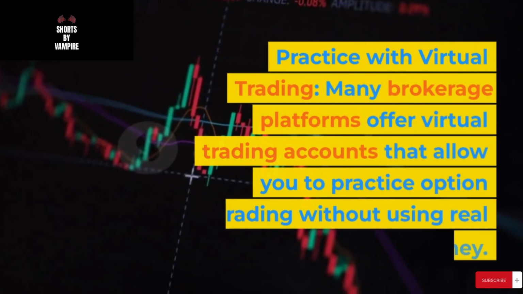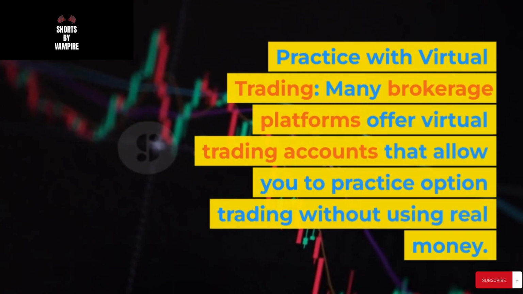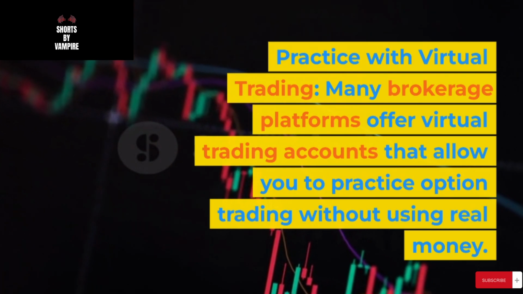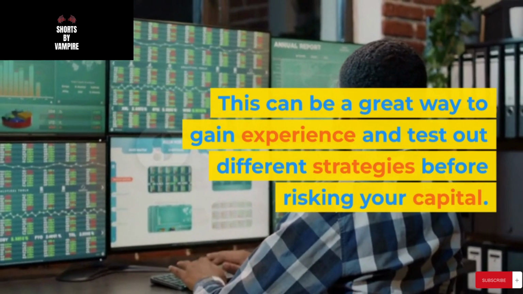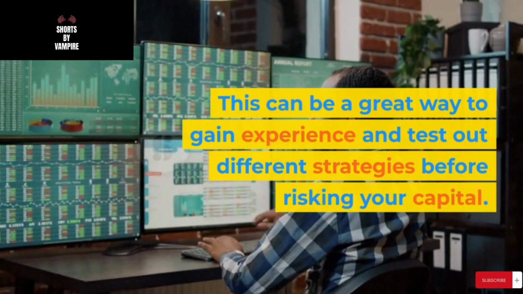Practice with virtual trading. Many brokerage platforms offer virtual trading accounts that allow you to practice option trading without using real money. This can be a great way to gain experience and test out different strategies before risking your capital.